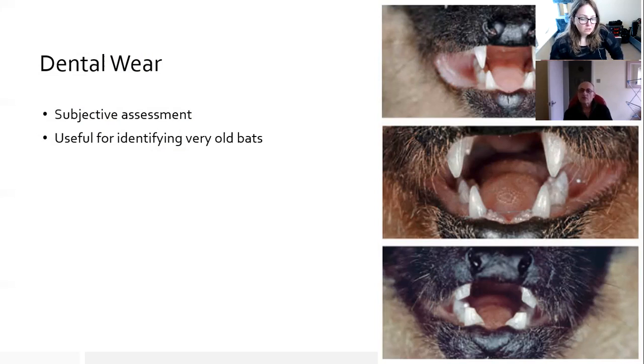It is subjective but useful. So, for example, if you had a bat with unsure traction alopecia, you check the knuckles, you check the dentition, just to give you a bit more confidence in your assessment of the age of the bat.